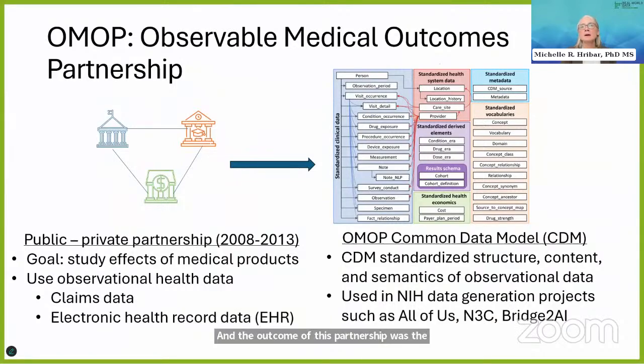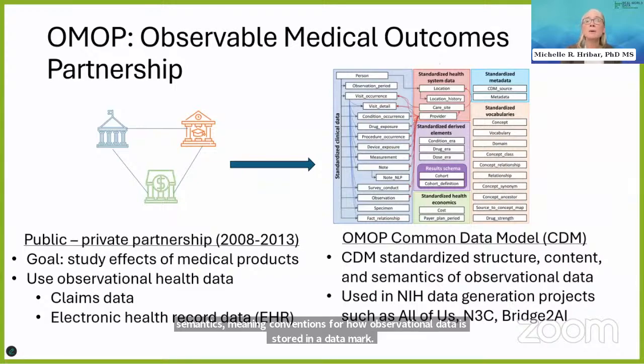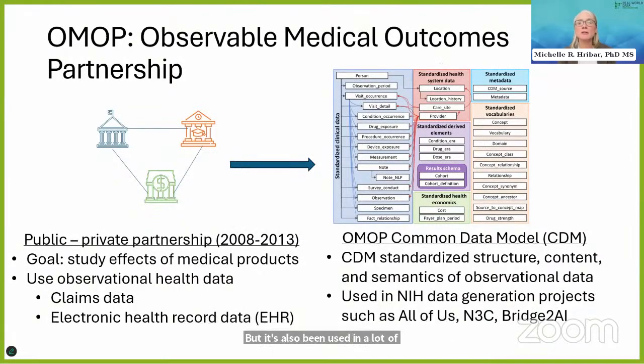And this Common Data Model is just really a standardized structure, content, and semantics, meaning conventions for how observational data is stored in a data mart. And this, since then, has been used widely across the globe, as I mentioned, but it's also been used in a lot of the NIH projects, including data generation projects, such as All of Us, N3C, and Bridge to AI. In fact, the AI Ready data set that Aaron was talking about is built on top of that data model.